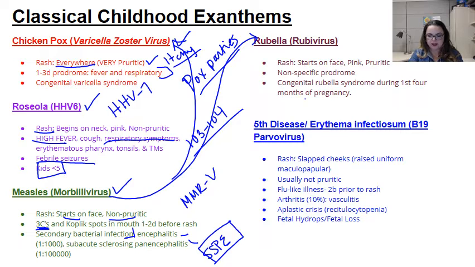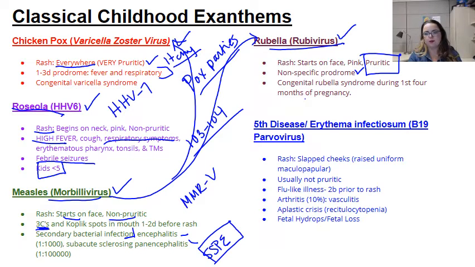The fourth childhood exanthem is rubella, which is caused by rubella virus, which we actually discussed pretty recently. There's a separate video on this one. With rubella, parvovirus, measles, and roseola, the rashes are so similar. They all have this kind of pinkish, non-pruritic, well, parvovirus is actually pruritic, but pinkish kind of lacy rash that forms. Rubella also, you get this non-specific prodrome.